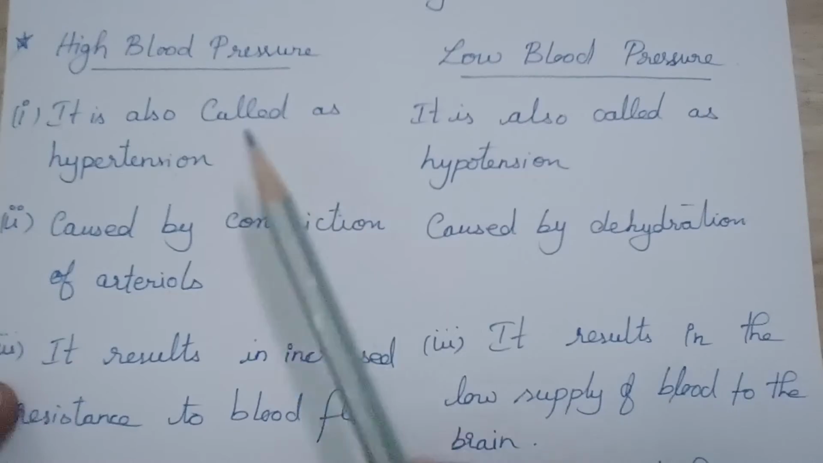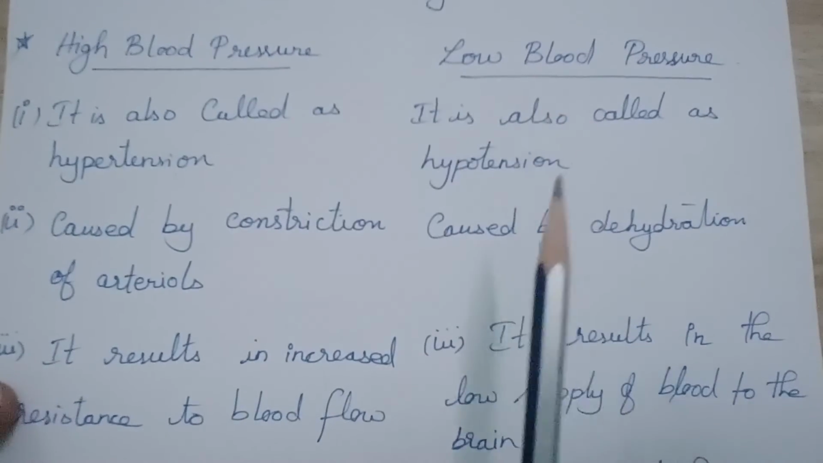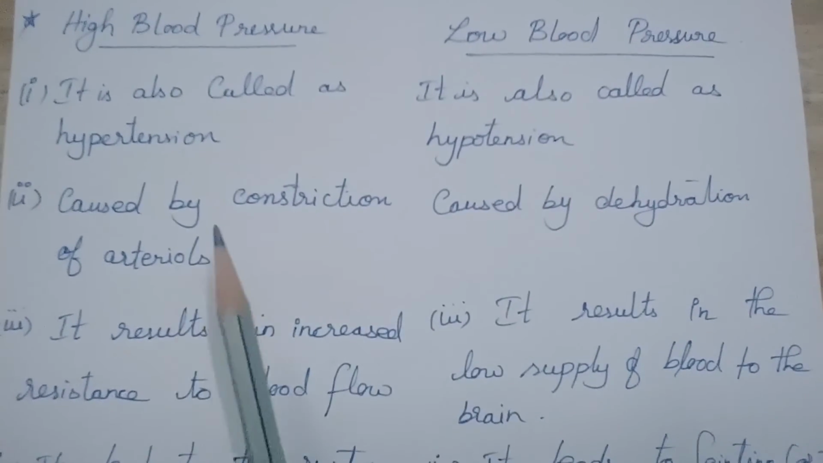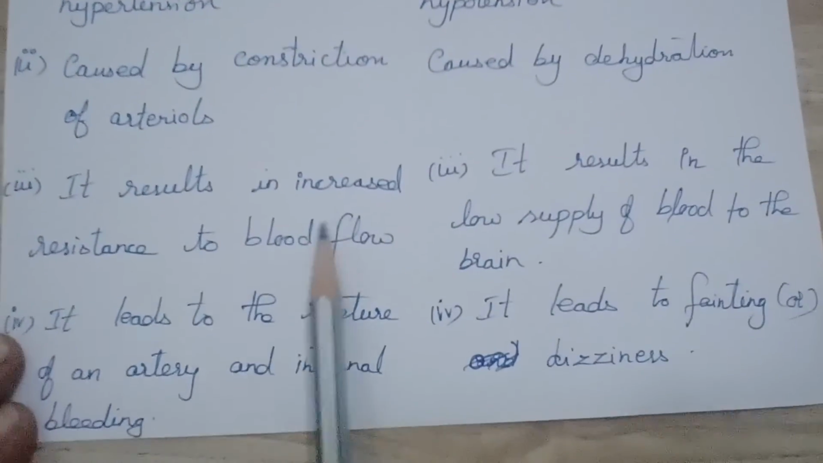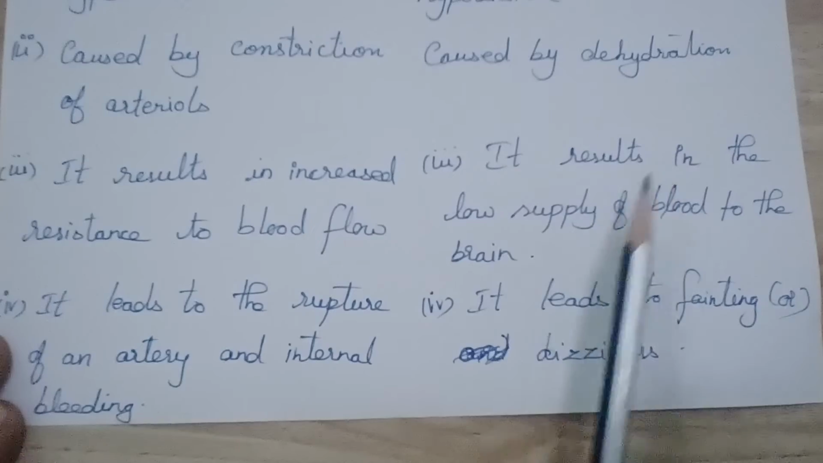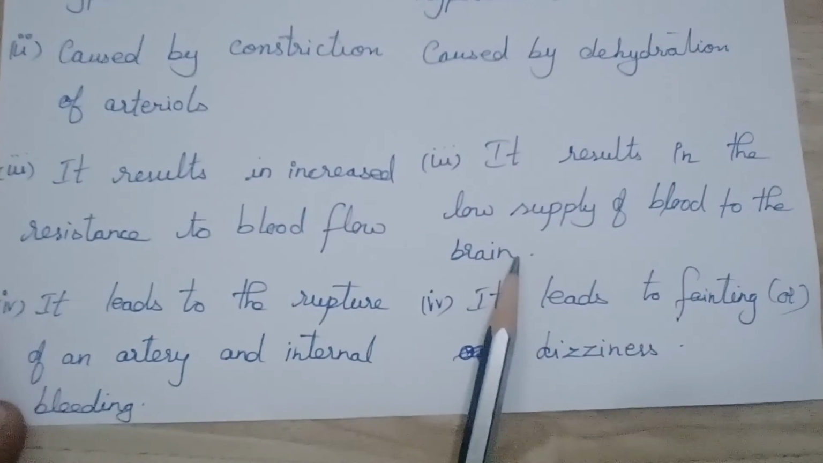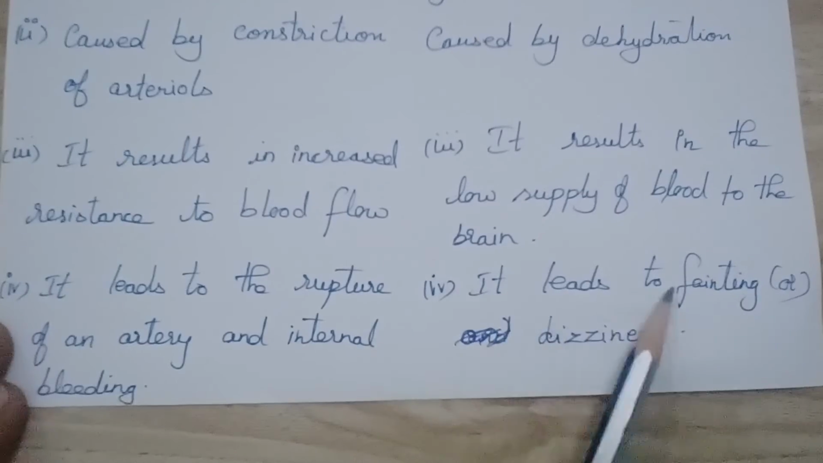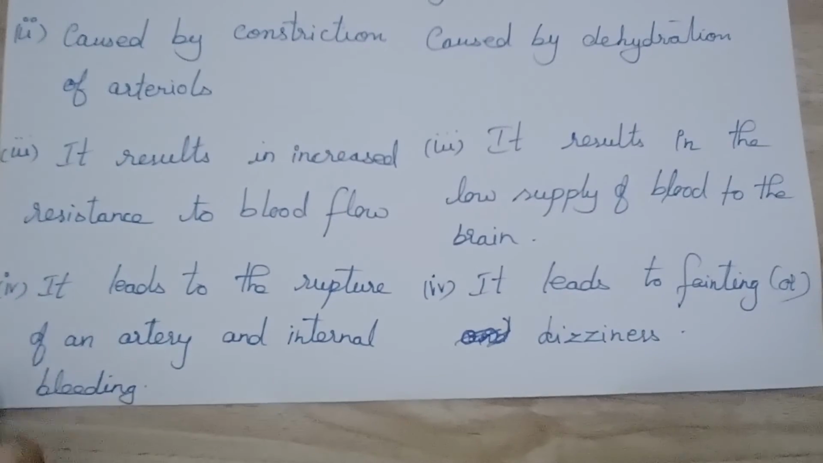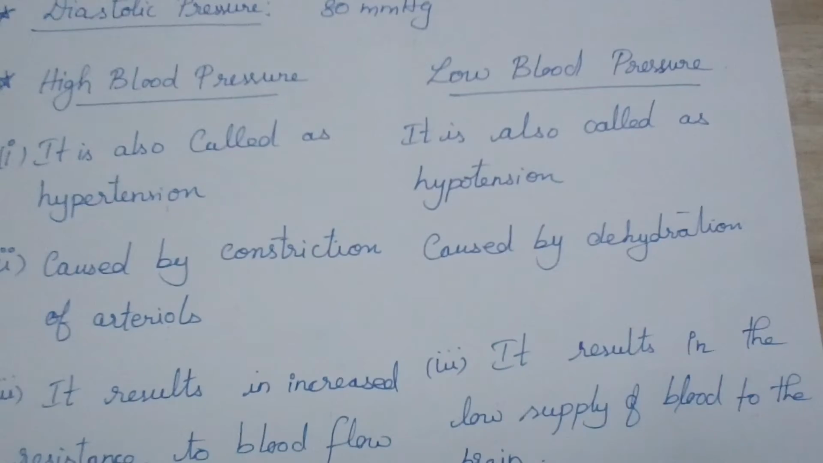So high blood pressure is otherwise called hypertension. Here low blood pressure is called hypotension. It is caused by constriction of arterioles. It is caused by dehydration. It results in the increased resistance to blood flow. It results in the low supply of blood to the brain. It leads to the rupture of artery and internal bleeding. It leads to fainting or dizziness. So these are the things you must know about when you are studying about the heartbeat. Okay.